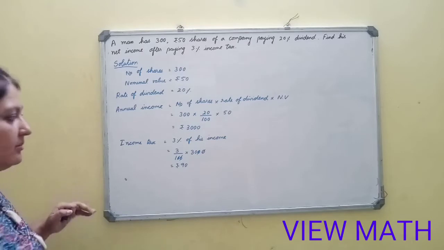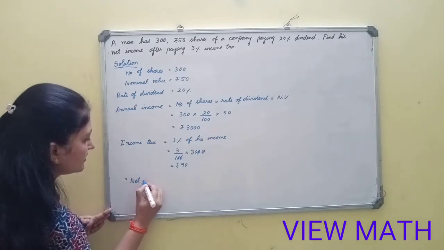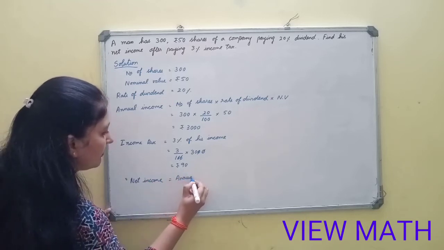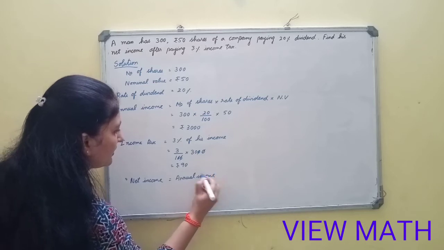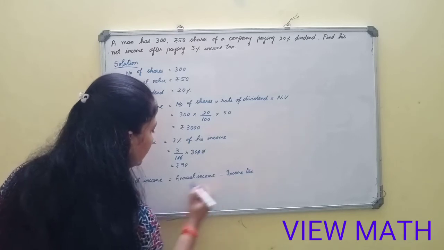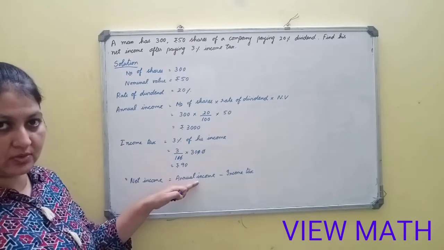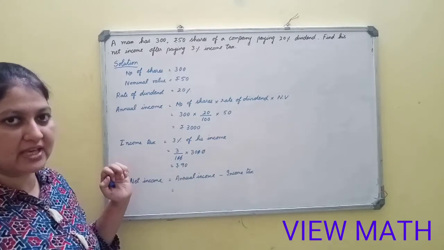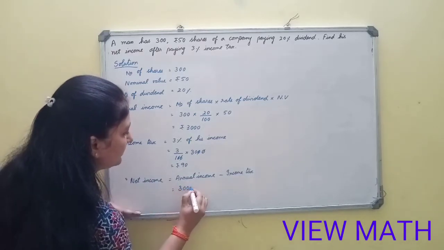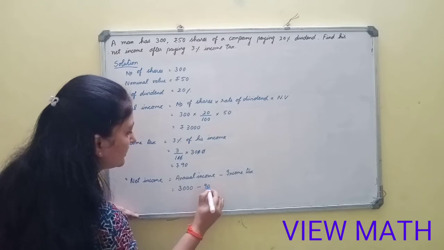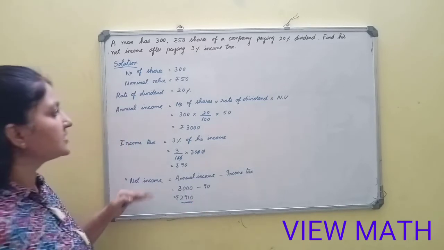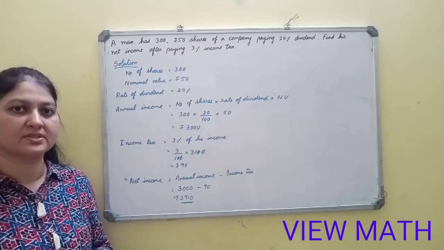Now tell me, what is the net income? Net income is annual income minus income tax amount. So he is getting annual income 3000. In that he is paying 90 rupees as income tax. So remaining income, that is a net income, is how much? We have to see 3000 minus 90, it is 2910. This is his net income. This is the way you have to calculate the net income of a person.